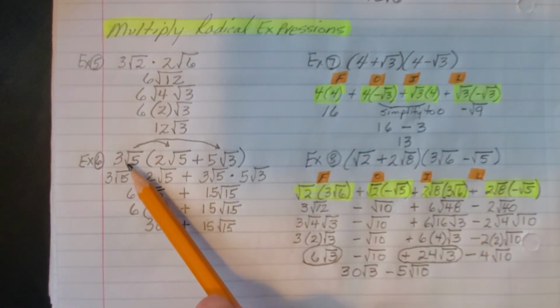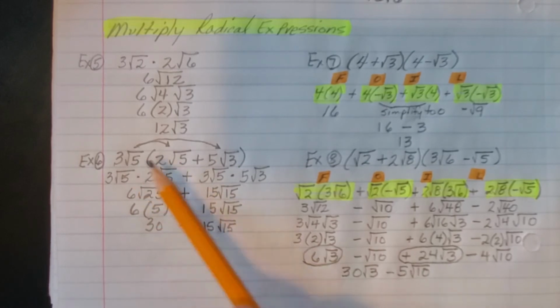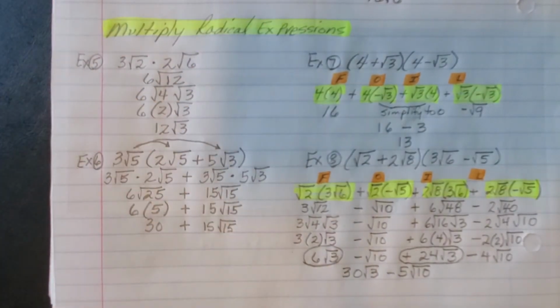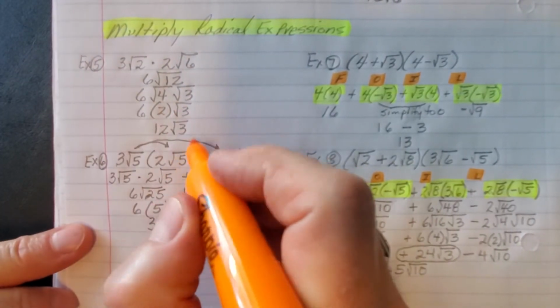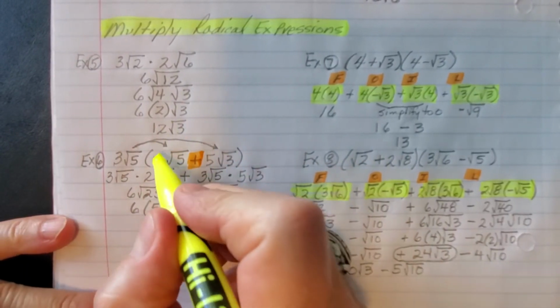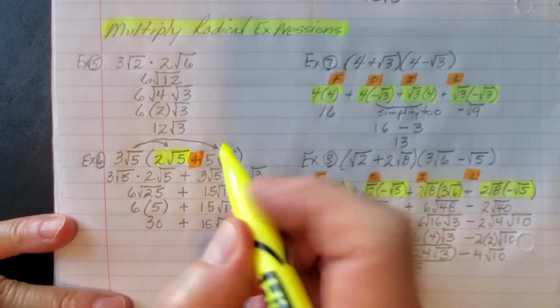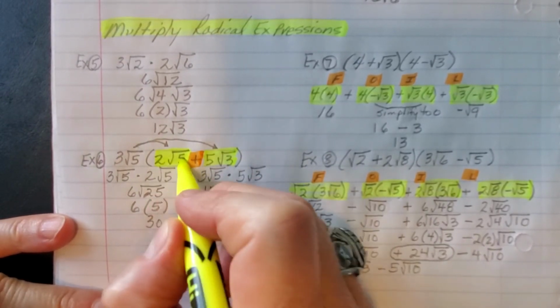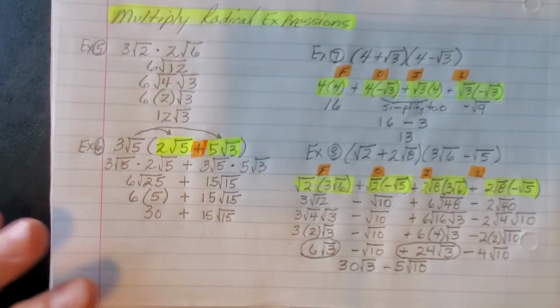Number 6, you distribute. This times this and that. Because we have a plus sign in there, and we have 2 terms inside the parentheses. So we're going to take and distribute that first number, which is 3 square roots of 5.